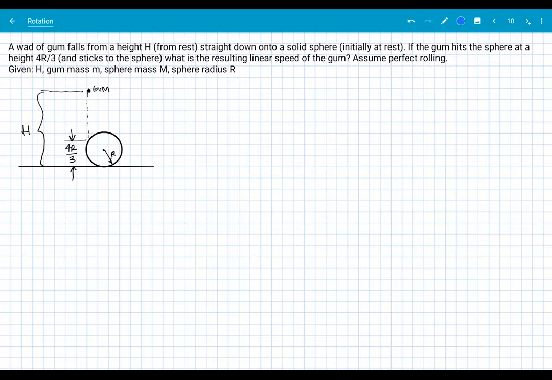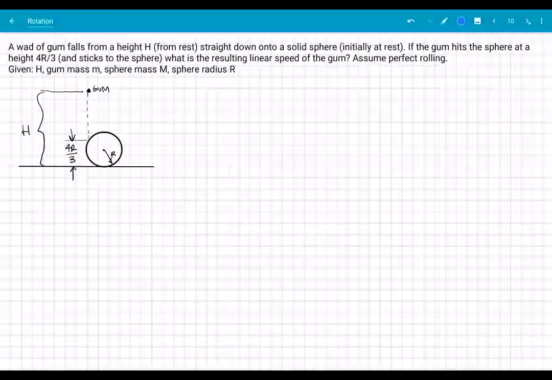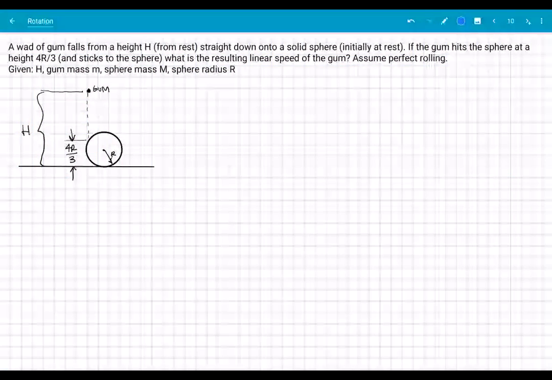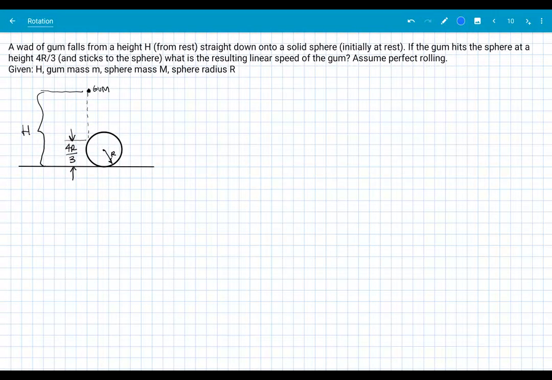All right, let's take a look at this problem. We have here a wad of gum falls from height h from rest straight down onto a solid sphere that's also initially at rest. If the gum hits the sphere at a height of 4r over 3, that's depicted in the diagram there, and say it sticks to the sphere, so we have a completely inelastic collision here, what is the resulting linear speed of the gum? So that's what we're being asked for.